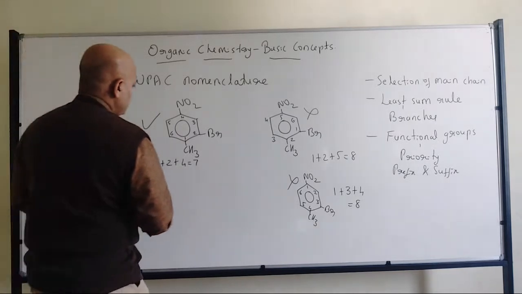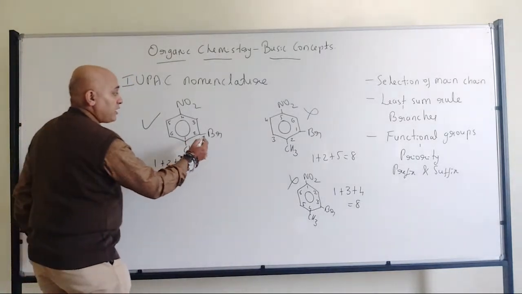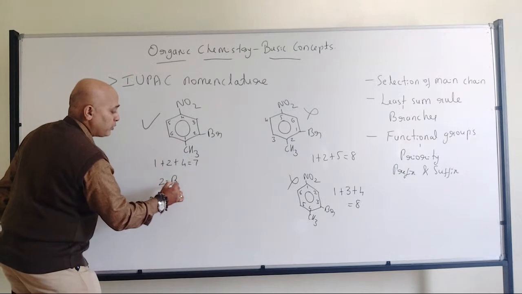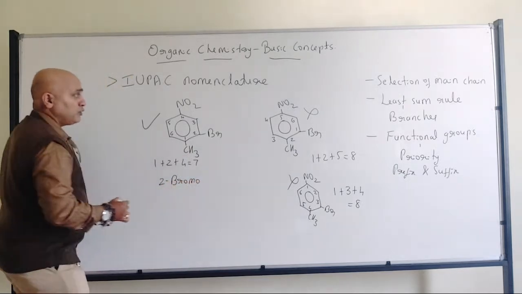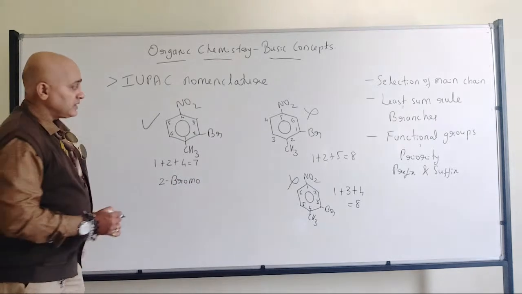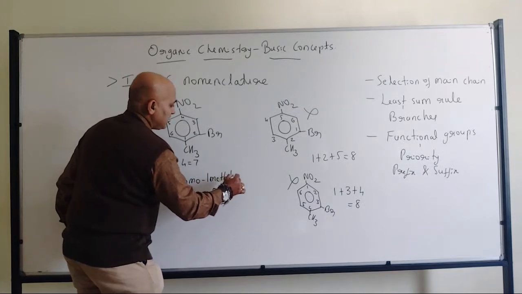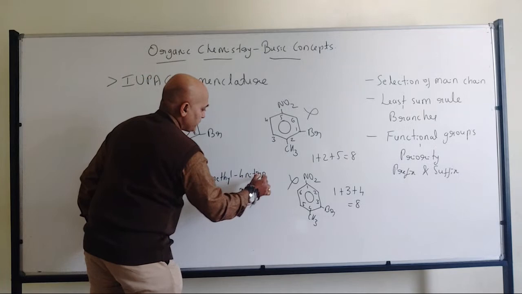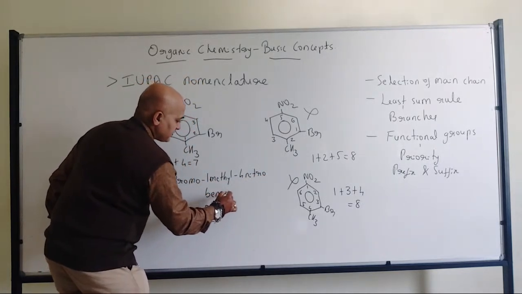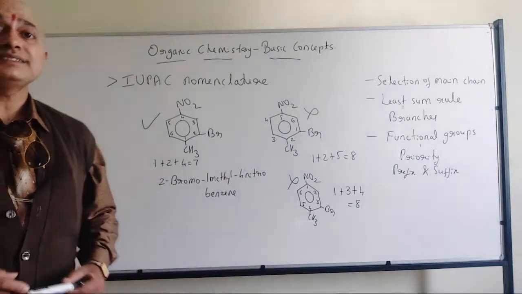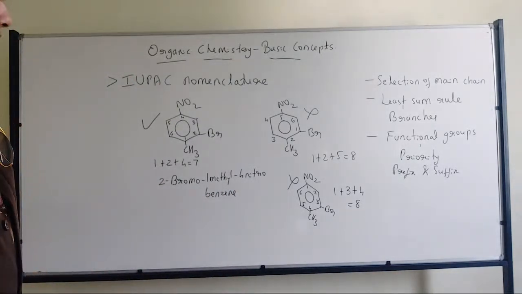Okay, I can name the molecule as, I should start from alphabets. So 2-bromo, B comes first. 2-bromo, right? Then 1-methyl, 4-nitro, benzene. If I want to take benzene as the parent molecule, all of them are substituents. So 2-bromo, 1-methyl, then N comes afterwards. So 2-bromo-1-methyl-4-nitrobenzene. Okay?